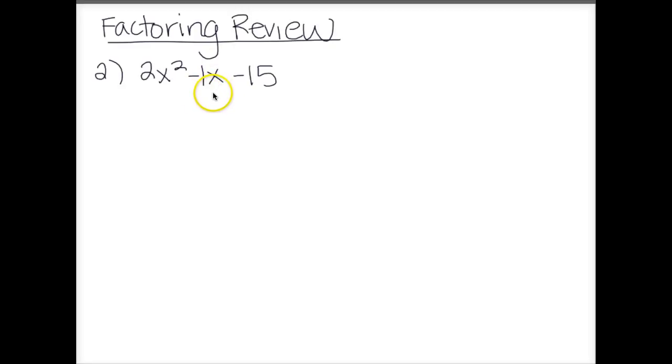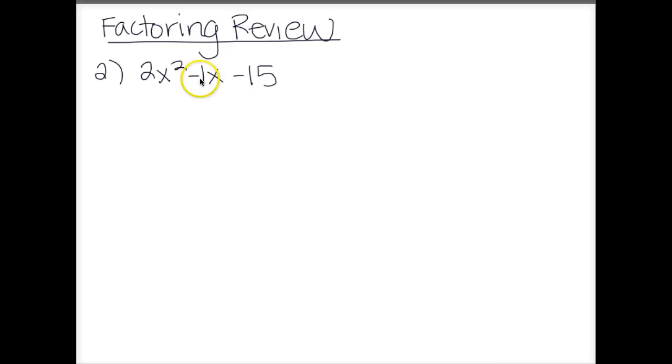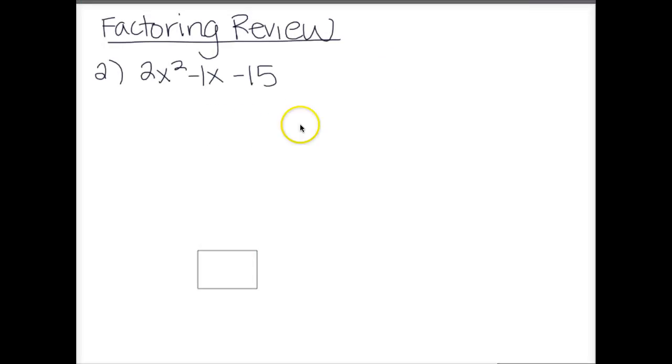So next I look for special products. On your flow chart, I've written what the special products look like. Again, a difference of squares is a squared minus b squared. That's a binomial. This guy is not a binomial, so it can't be that. So then I look to see if it could be a PST. In order to be a PST, the first and the last terms both have to be perfect squares, meaning they have a square root that comes out evenly. These do not, so we know it's not that.